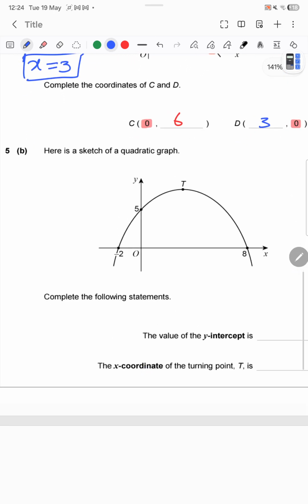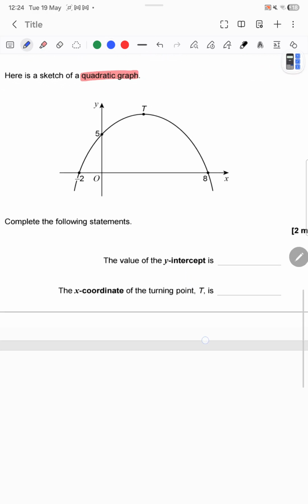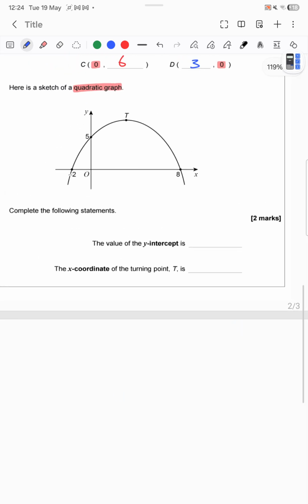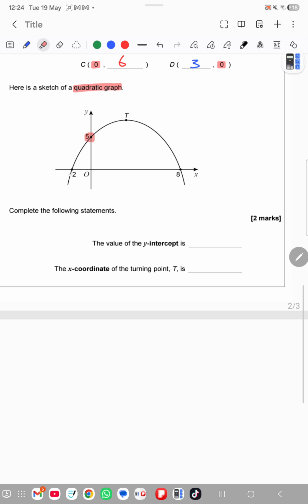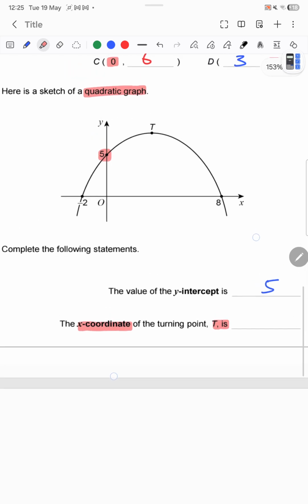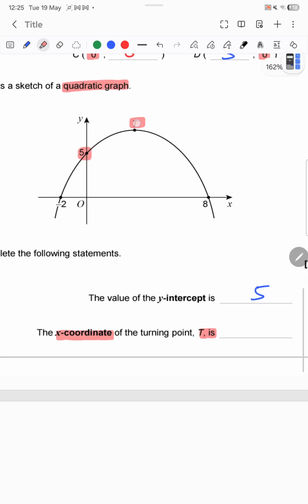Now next we do have a sketch of the quadratic graph, and we need to complete the following statements, and the statement is the value of the y-intercept. So the y-intercept is where the graph intersects the y-axis, so it is 5. Now the next question is the x coordinate of the turning point T is. So what is the x coordinate of the turning point T?